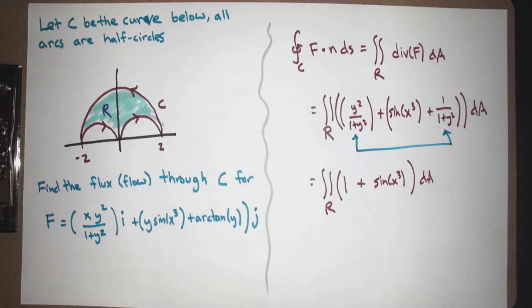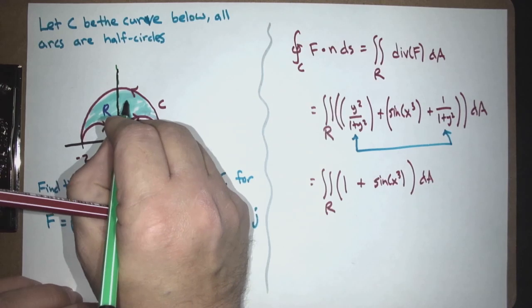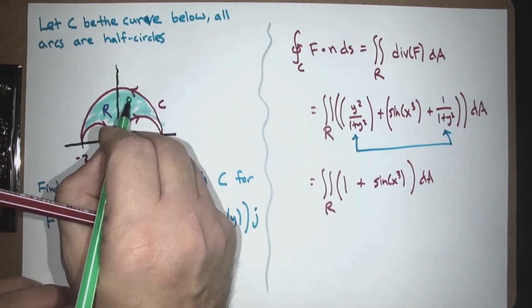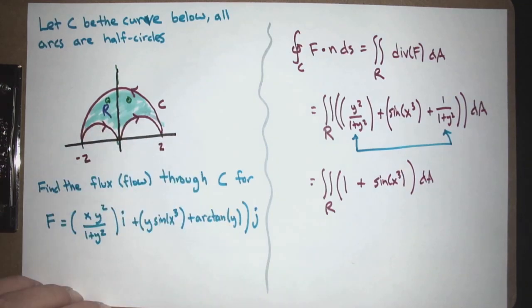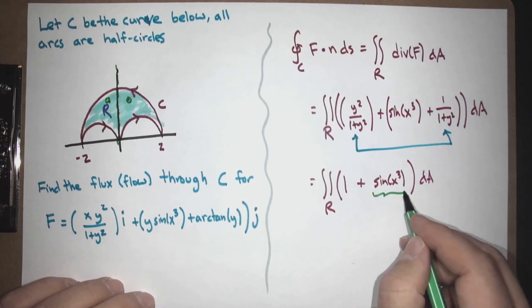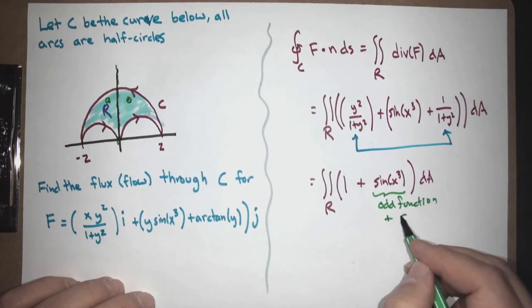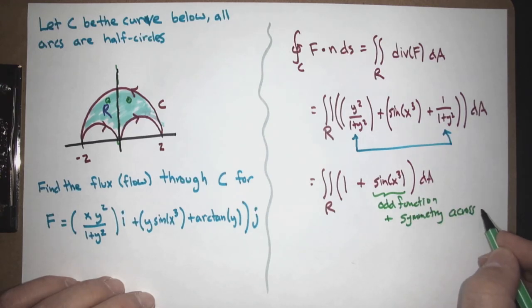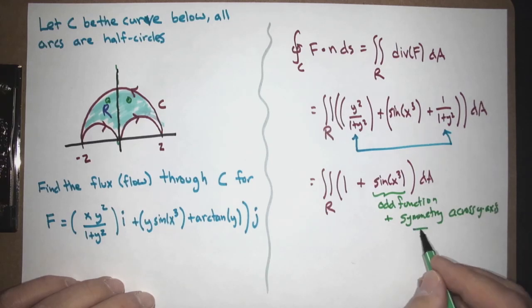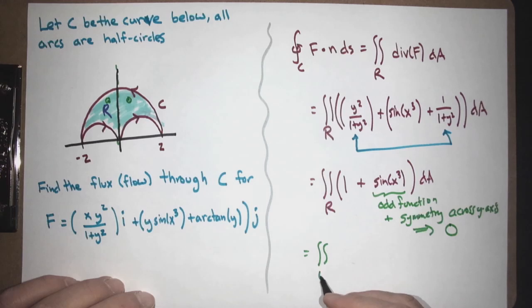Well, think of our region. We can split it down the middle. And if I look at what's the contribution for sine of x cubed on one side versus what's the contribution from the other side, what's going to happen? It's going to cancel out. So this is an odd function plus symmetry across the y axis together tells us what? 0. So this is the integral over our region of 1.